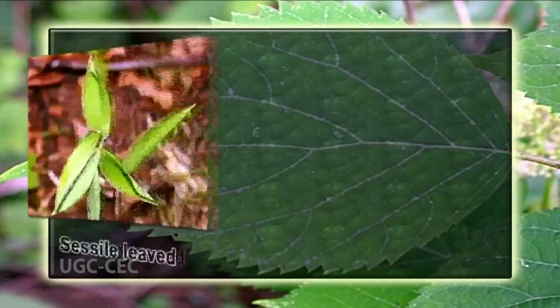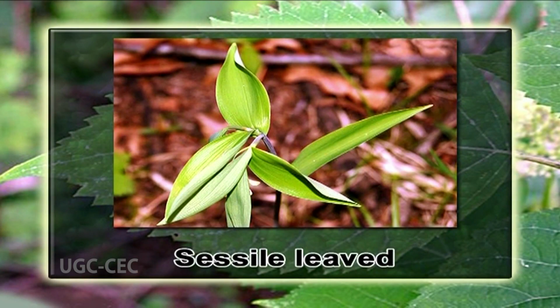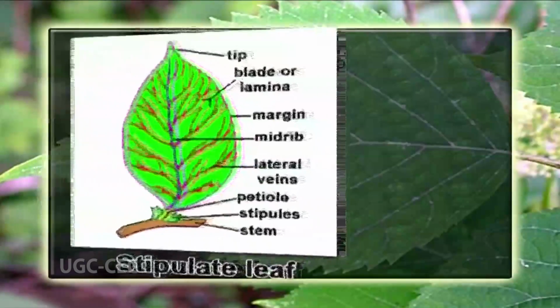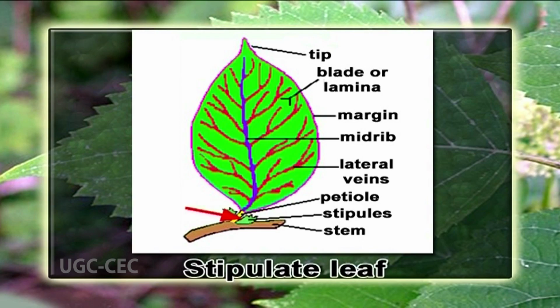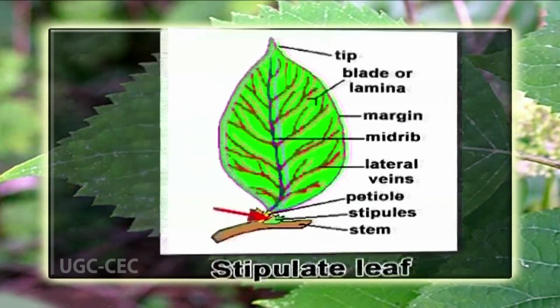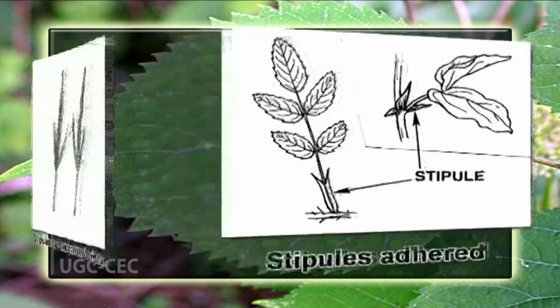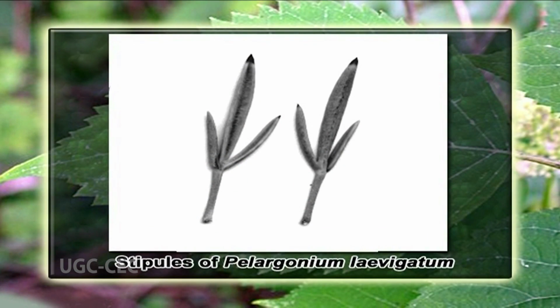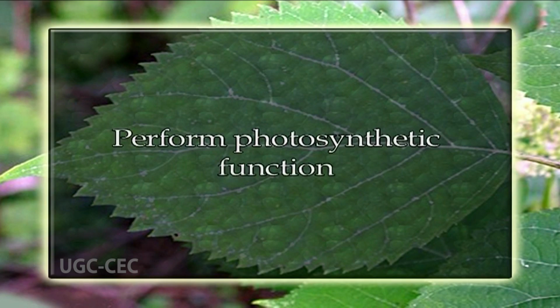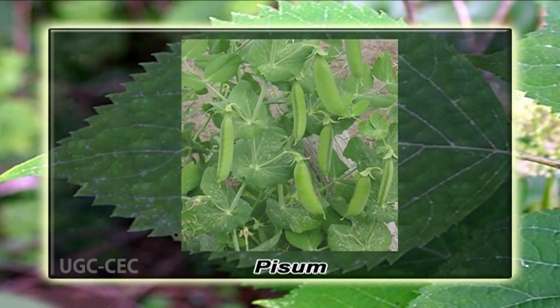In many angiosperms, leaves are sessile and consist entirely of lamina. In certain species, small paired lobes called stipules develop at the leaf base. The stipules may be adhered to the leaf base or are present as free appendages, and in others stipules are not obvious. In some plants, stipules are persistent structures, resemble leaflets and perform photosynthetic function too, as in Pisum.